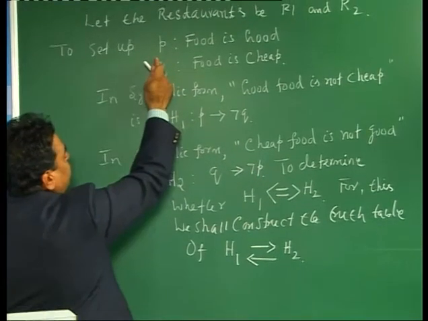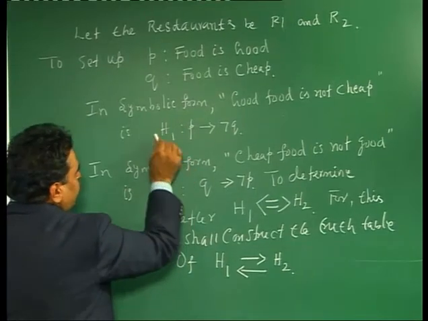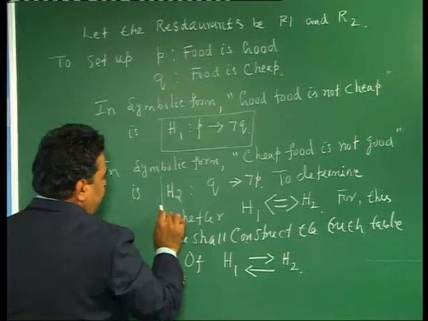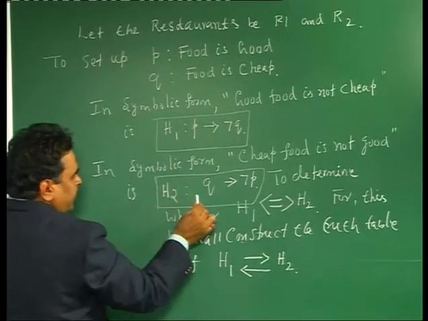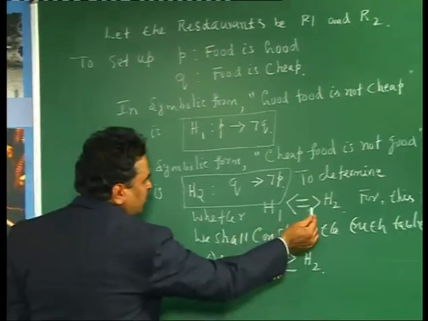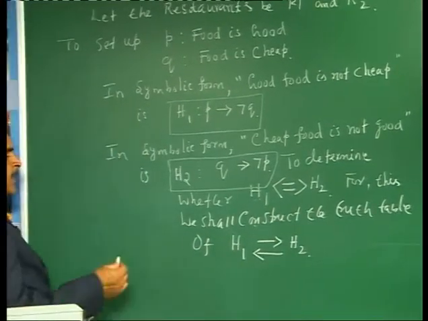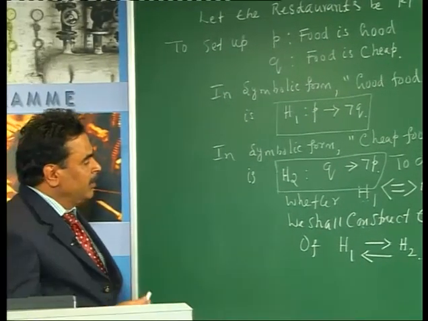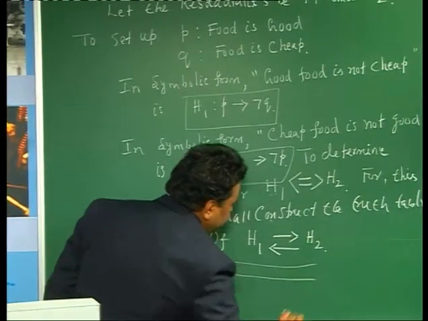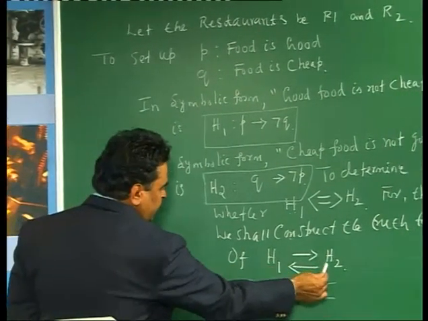What is the negation of P? Food is not good. What is the negation of Q? Food is not cheap. So the two signboards symbolically we can write as: P implies negation Q, and the other signboard is written as Q implies negation P. We would like to find out whether H1 and H2 are logically equivalent. If H1 and H2 are logically equivalent, then we can conclude that the two statements are equivalent to one another. For this, we need to construct the truth table by constructing the truth table of H1 biconditional H2.